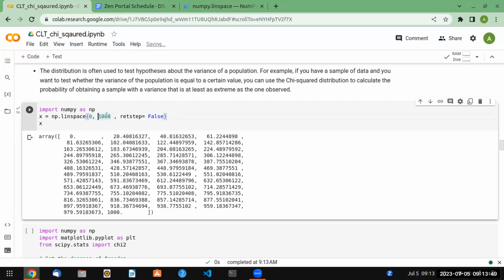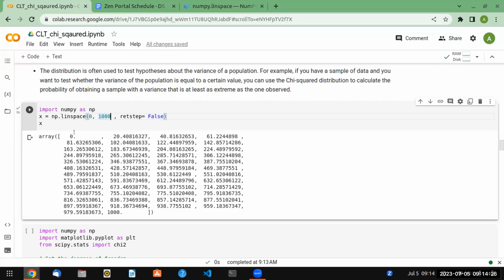Here 20, 40 is fine, but then 61, 81, 102 like that, right? It is 20 point something. So 0, then 20.4, then 20.4 plus 20.4 is 40.8, and 40.8 plus 20.4 will be 61. So here we're adding 20.4 each time, around 20.